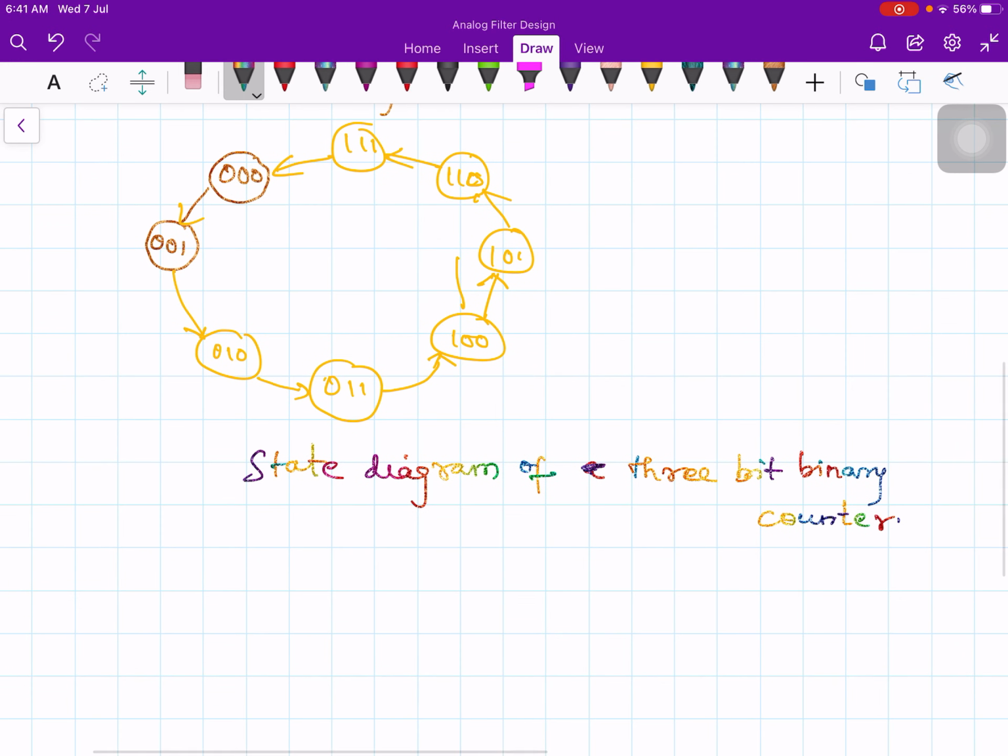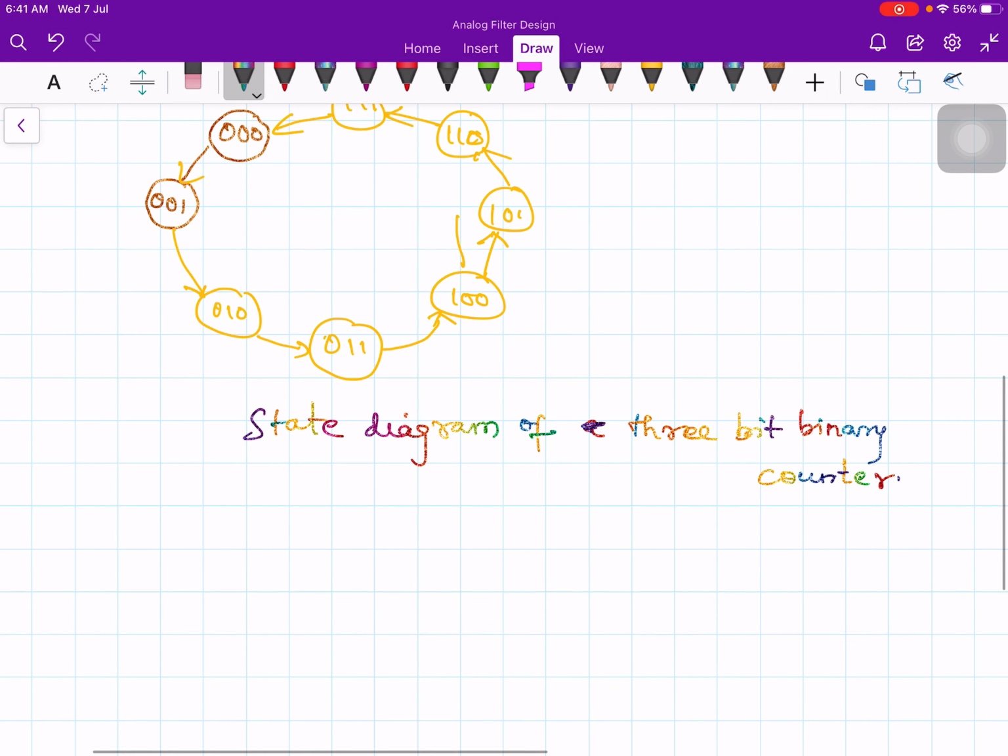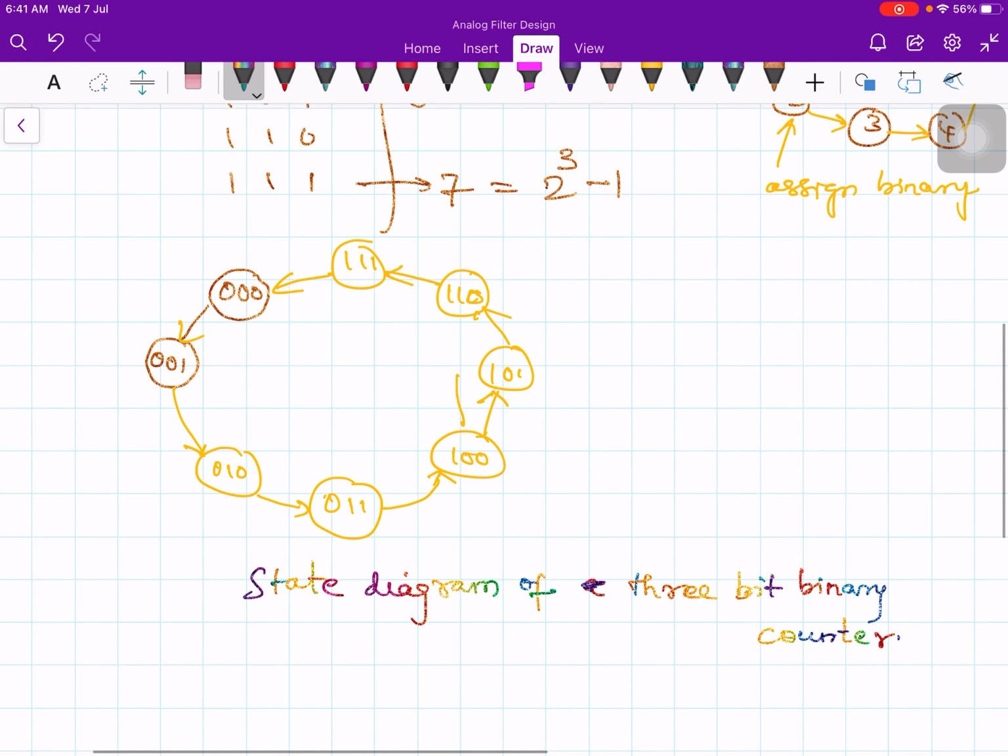Okay, so look at the diagram. The binary states are indicated inside the circle, 0 0 0, 0 0 1 and so on and so forth. Now the flip-flop outputs repeat the binary count sequence with a return to 0 0 0 after 1 1 1.